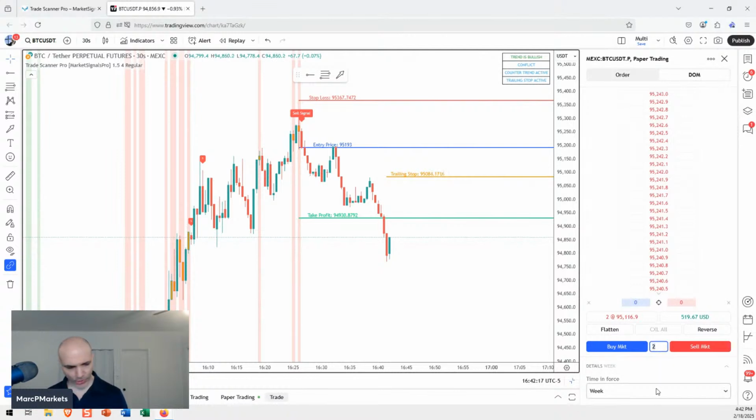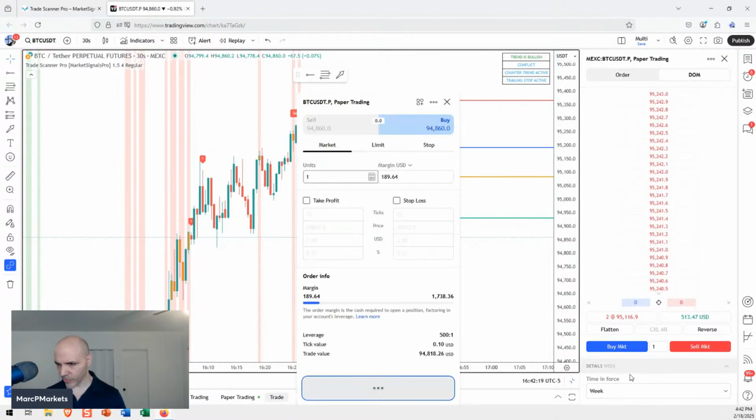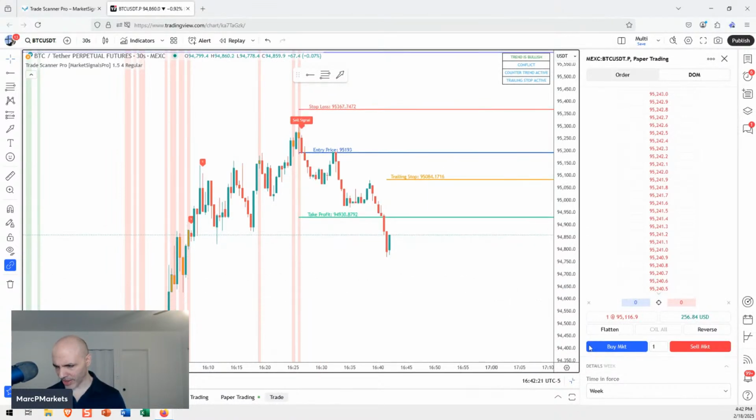Now, I have 2 contracts. I'm going to lock in 1. We're beyond the profit objective. I locked in 1. Now I'm going to let this one ride. I sit in front of the computer.